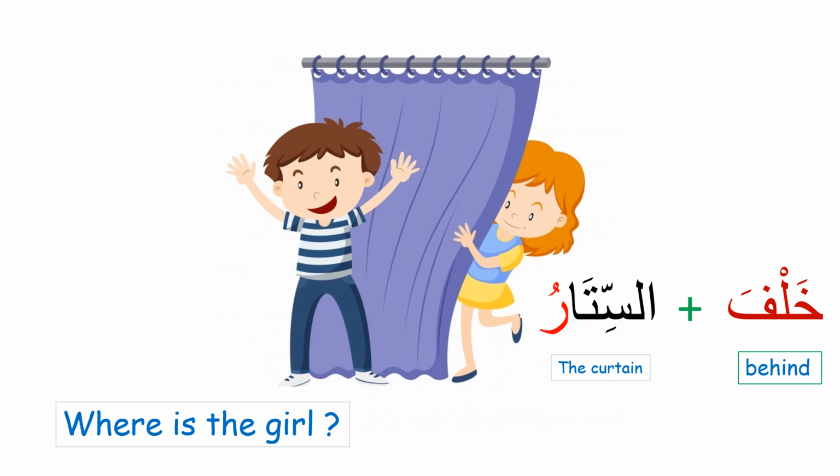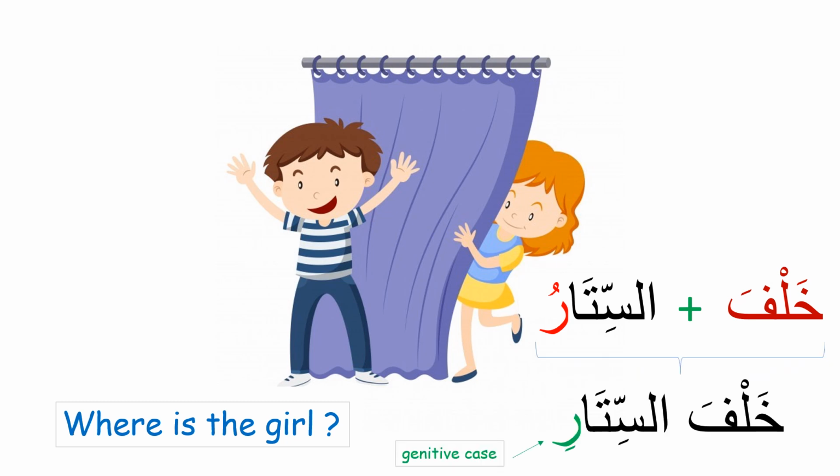Now, where is the girl? The girl is behind the curtain. The adverb comes first and the noun should be transformed from the nominative case to the genitive one. So we say خلف الستار. Again, خلف الستار. Well done.